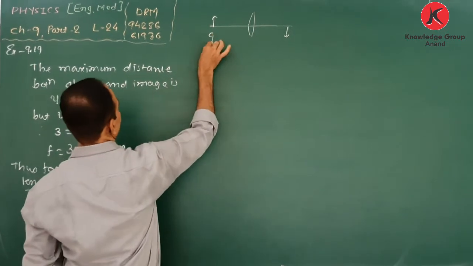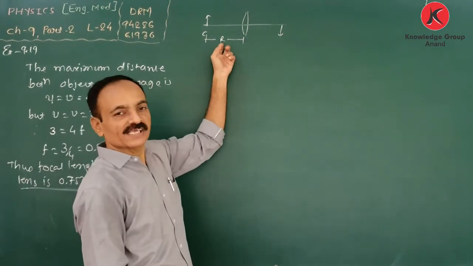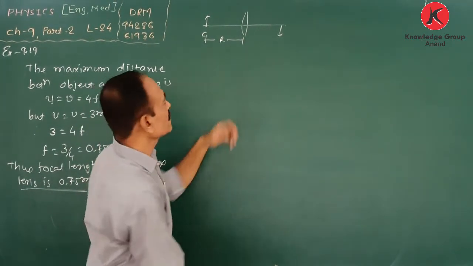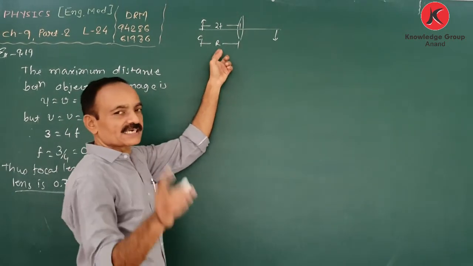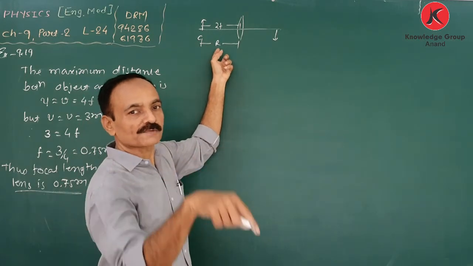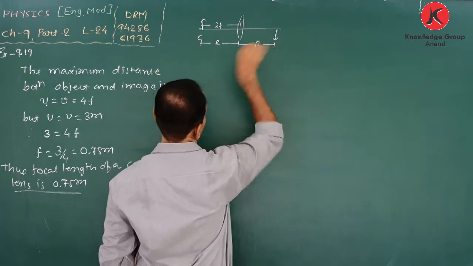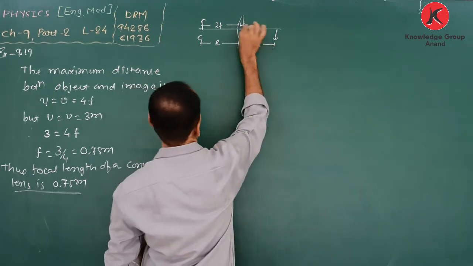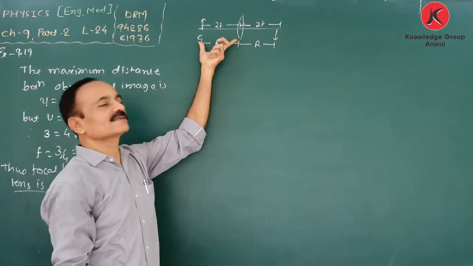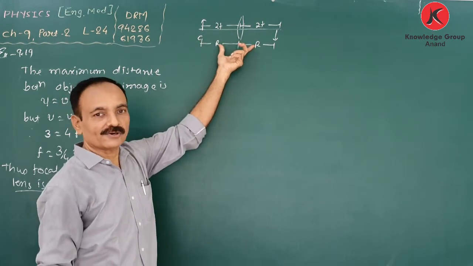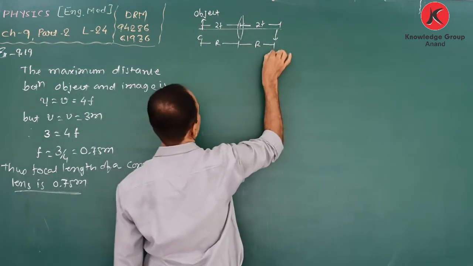Now, there is the radius of curvature. We know that the relation between focal length and radius of curvature is R is equal to 2f. Therefore, this distance is 2f. As the object is placed at the C point, its image is also obtained at the C point on the other side. So there is also the R distance, therefore also 2f distance. Now you can understand, there is the object, there is the image. The distance between the object and image is 4f. Clear or not? So that is our object, that is our image.